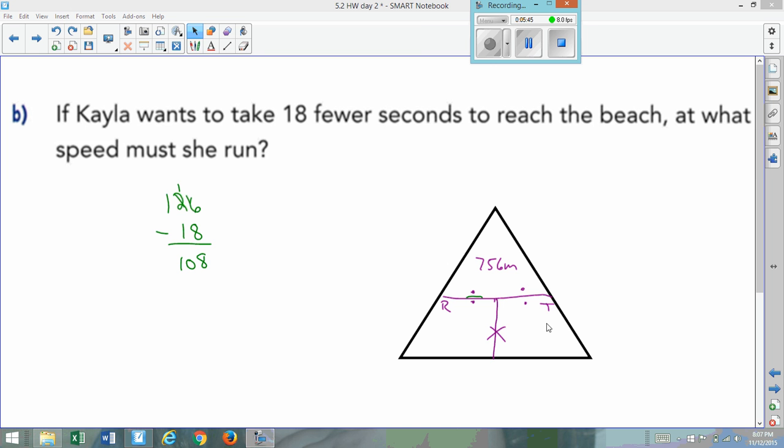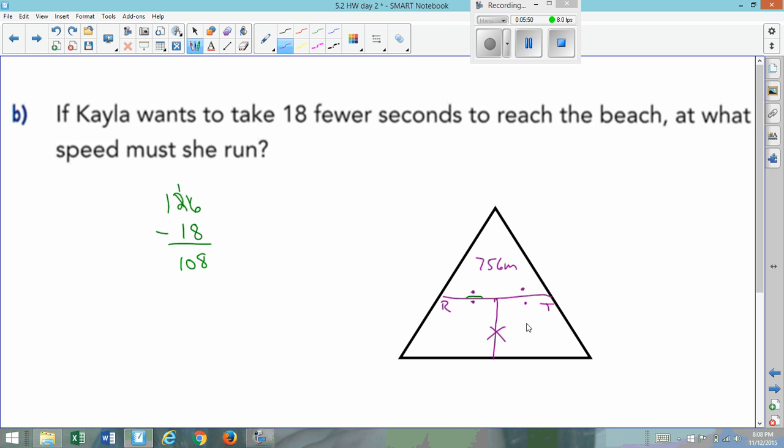Now, I took our dirt pyramid from the other part, and I just basically cut and pasted it. But we now know that we're going 756 meters, and we want to do it in 108 seconds. So if we look at our dirt pyramid, 756 divided by 108 is what we're looking for to find our rate. And 756 divided by 108 is nice. It actually comes out to an even number. It comes out to 7.